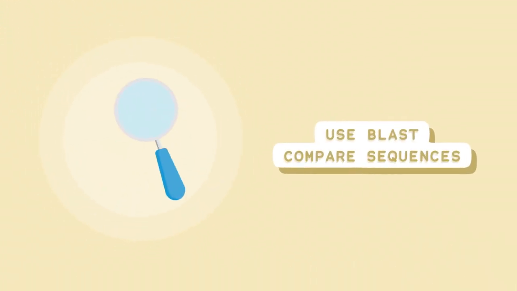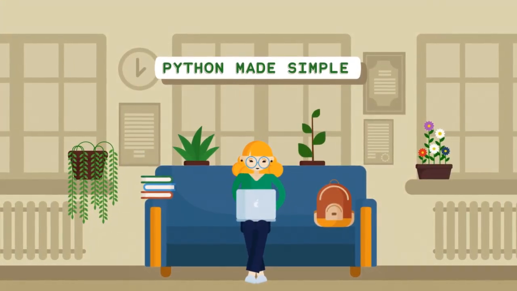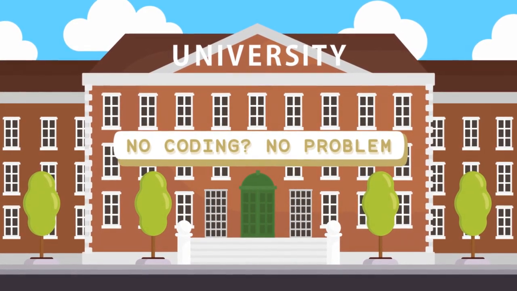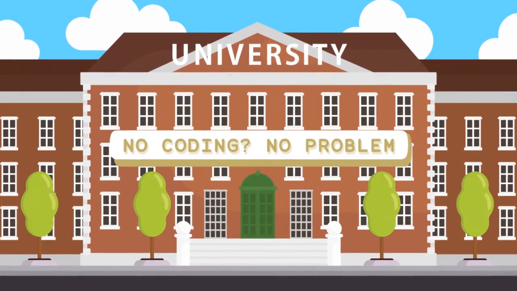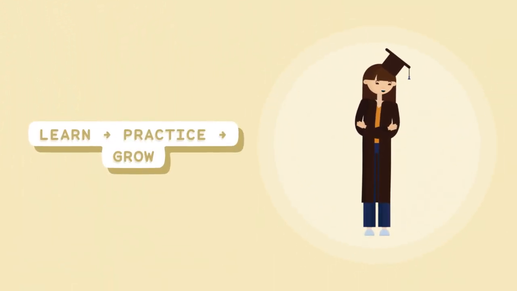Start with BLAST. It helps you easily compare and identify sequences. You can also learn the basics of Python to improve your skills. If coding feels hard, use beginner-friendly platforms like Galaxy. Follow a simple roadmap. Learn, practice, and grow.